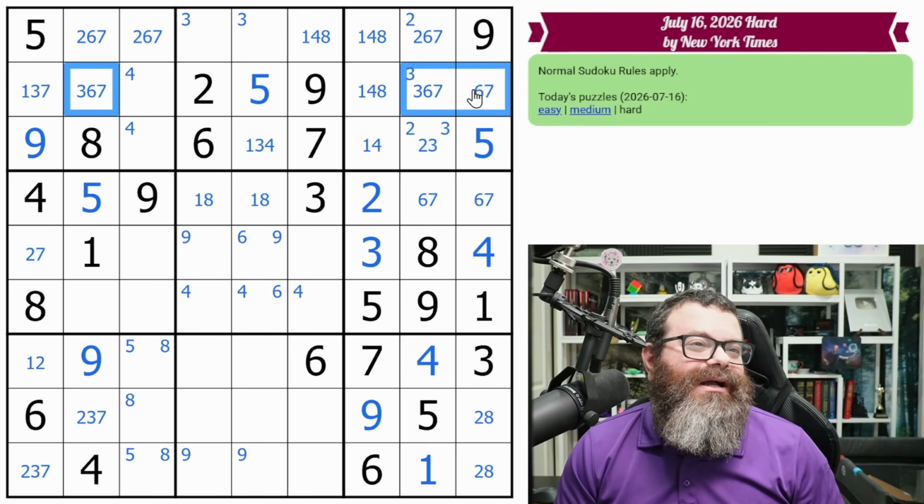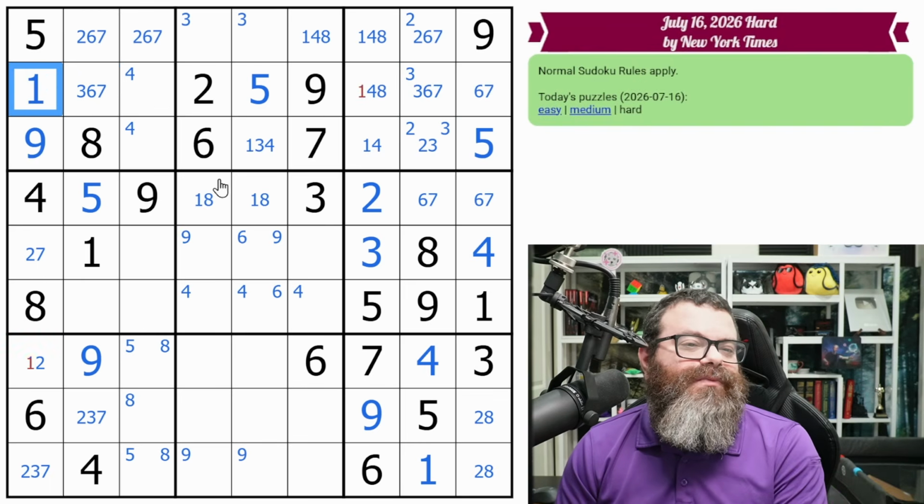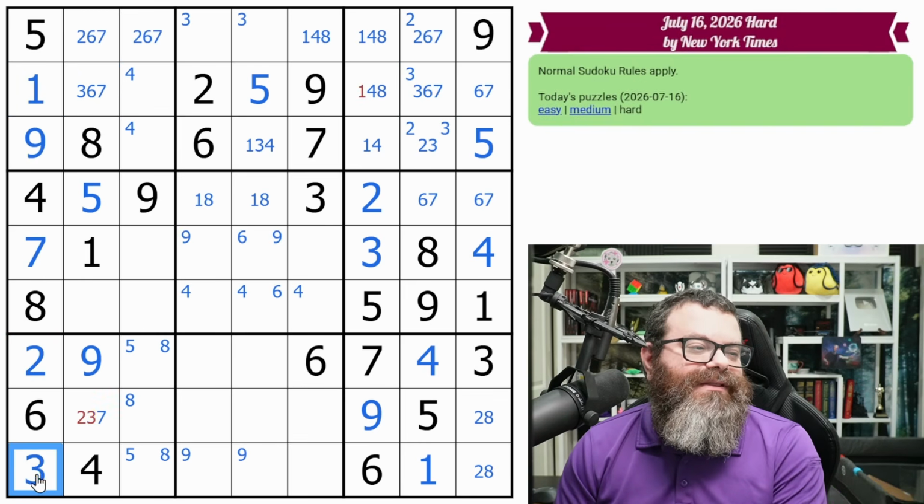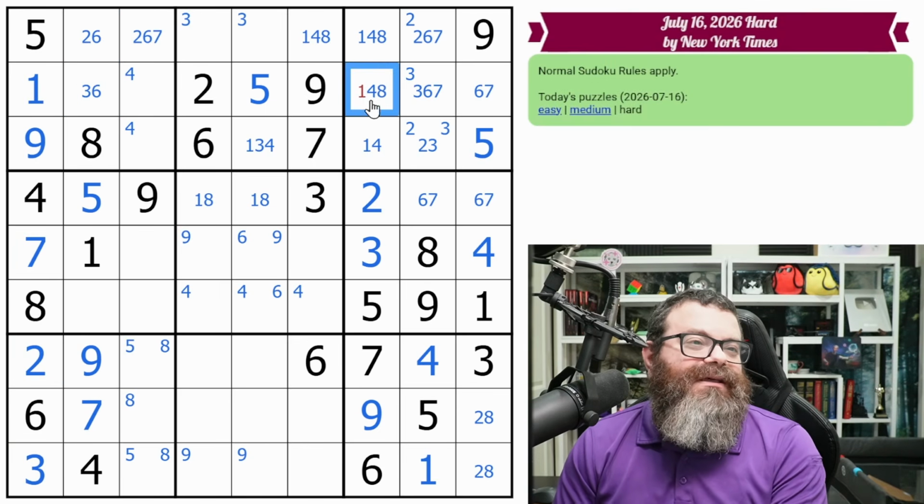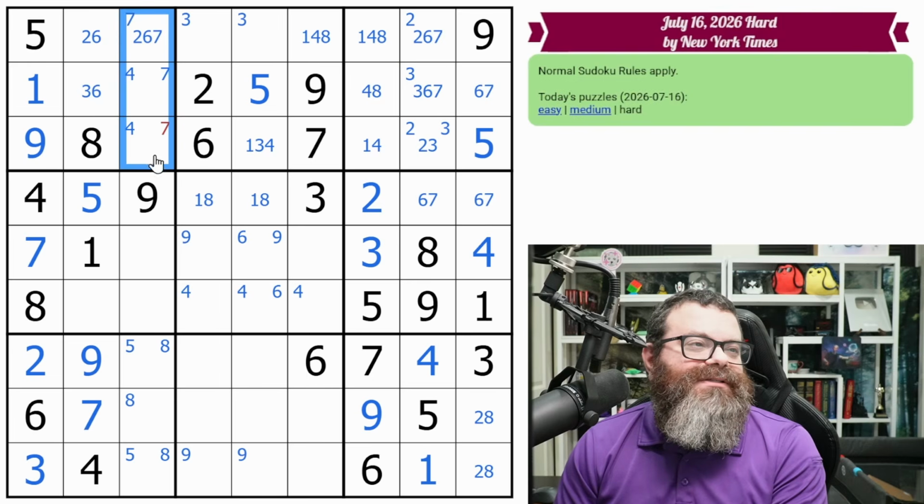And so that removes 3, 6, and 7 from the rest of the row. So this can't be 3 or 7. This is a 1. Gives us 2 and 7 and 3 and 7. That's huge. All right, 3 in the corner. That's not 7s. This isn't 1. The 7 ends up in here somewhere, not the bottom one.